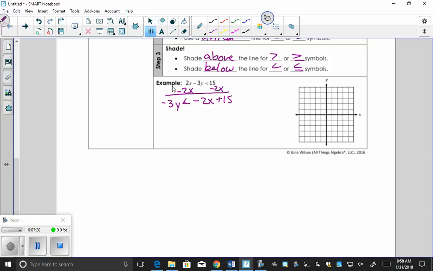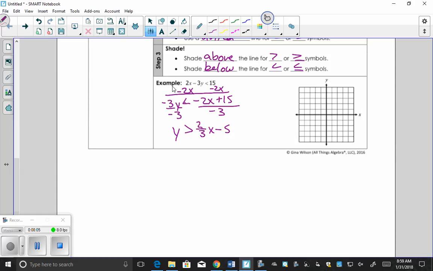Was I supposed to flip the sign? No. Because I just subtracted, so you don't flip the sign. It's only multiplication or division. What do I do next? Divide by negative 3, not y, just negative 3. So divide both sides by negative 3. Now do I flip the sign? Yes. So y is greater than, negative divided by negative is a positive. Can 2 over 3 reduce? No. So it just stays as positive 2 over 3x. 15 divided by negative 3 is negative 5.